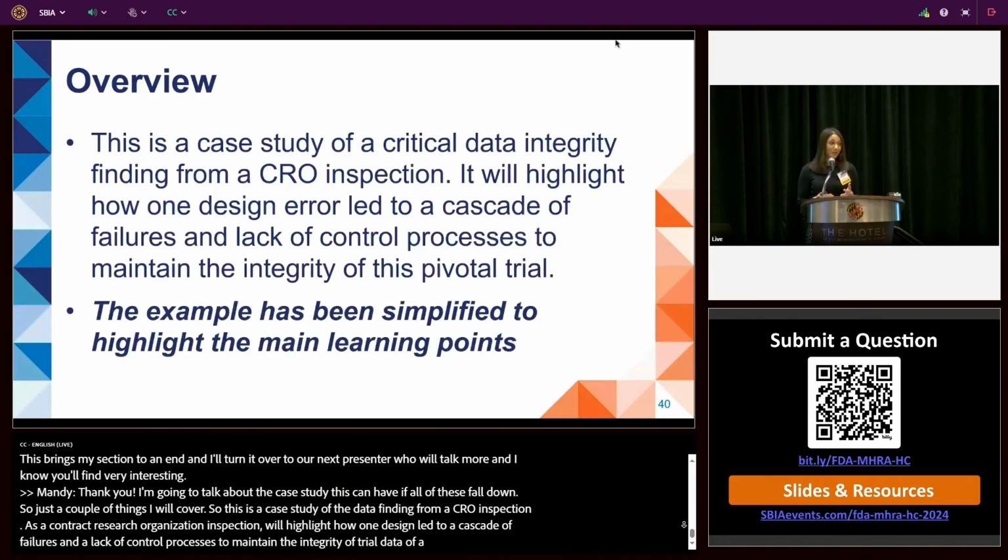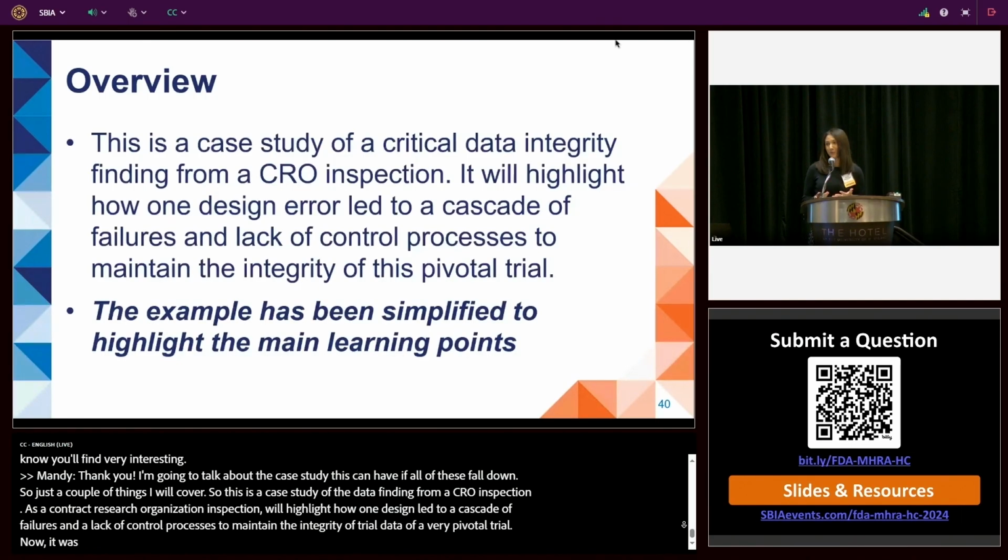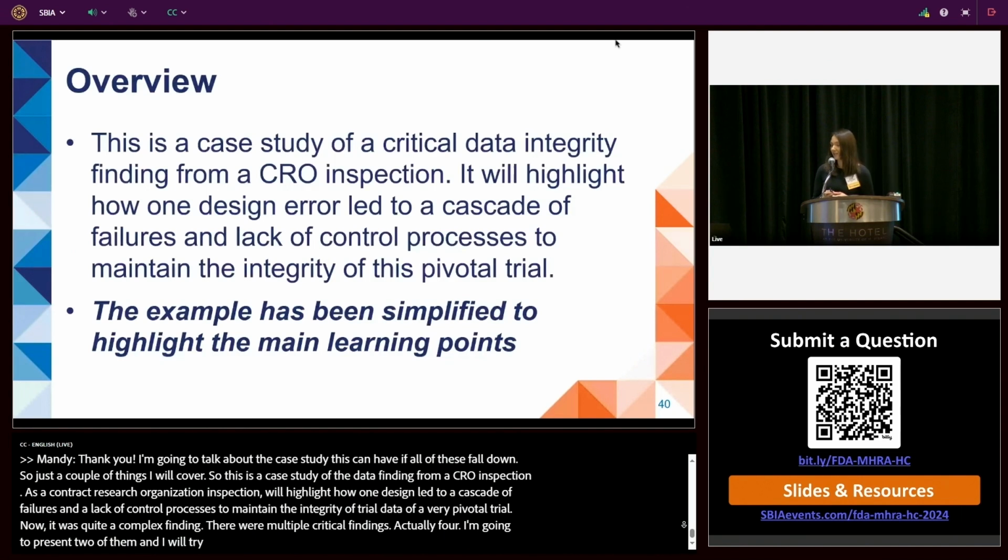Now, it was quite a complex finding. There were multiple critical findings, so actually 4. I'm going to present 2 of them, and I'm going to try and do it within 12 minutes. So let's see if I can do that challenge in the time. If only the inspection was just as quick.